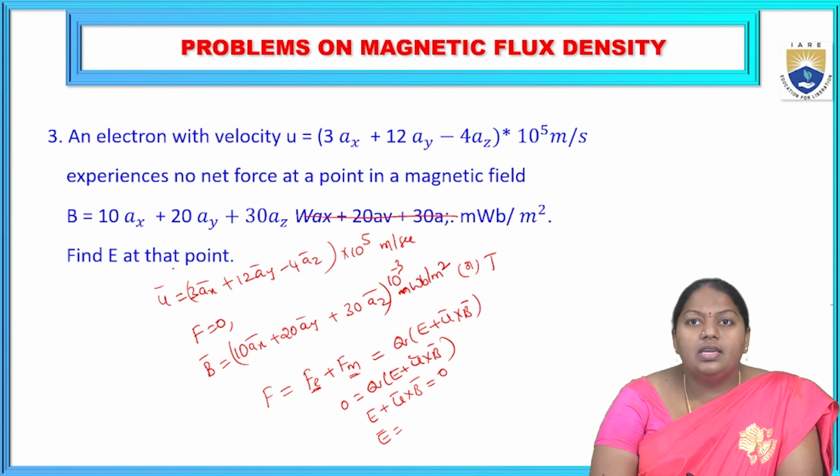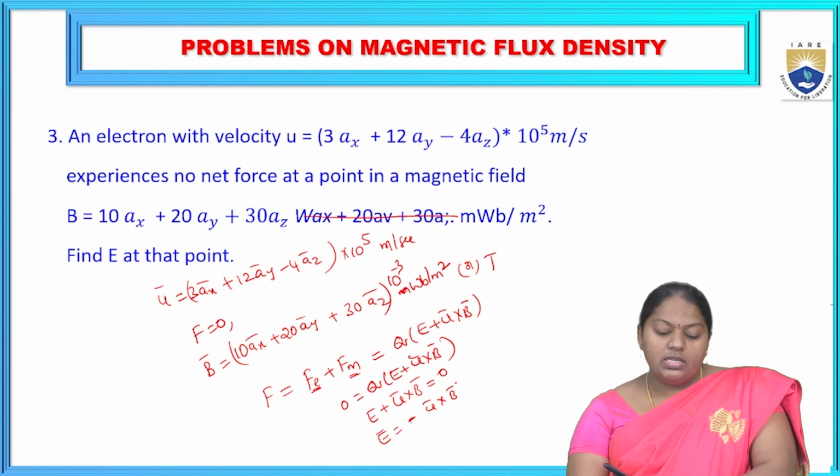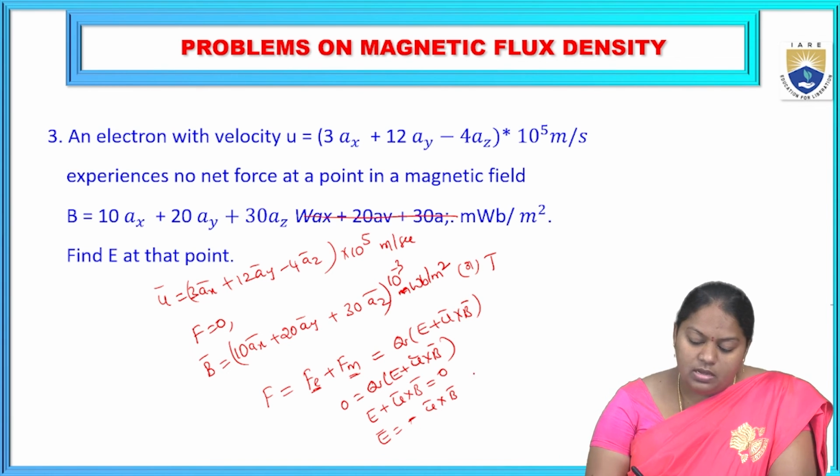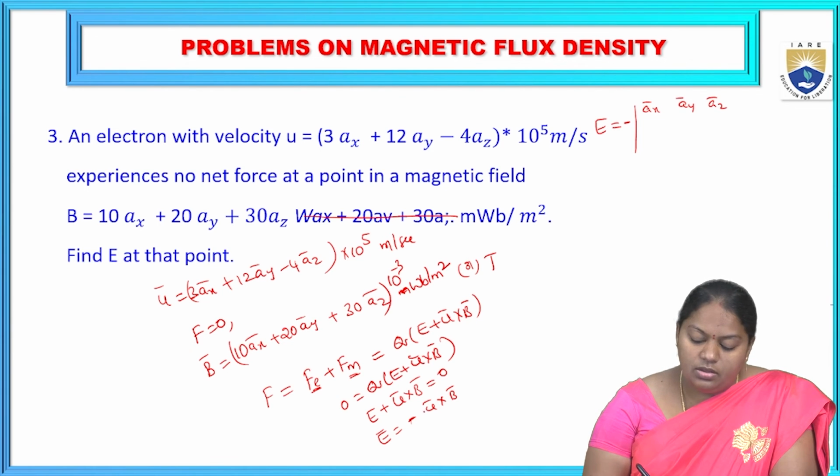Why? Because to find E at that particular point, E bar equals minus of U bar cross B bar, right? So we will evaluate this equation as E equal to minus of the determinant with rows ax, ay, az. First we are considering the U vector. The U vector has components 3, 12 and minus 4.